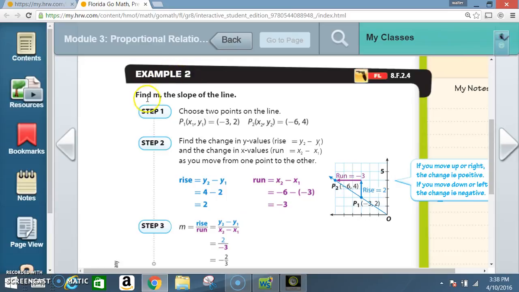Example 2, find m, the slope of the line. Step 1, choose 2 points on the line.